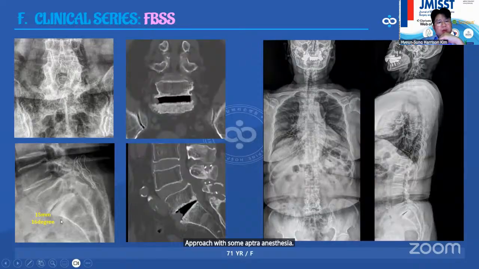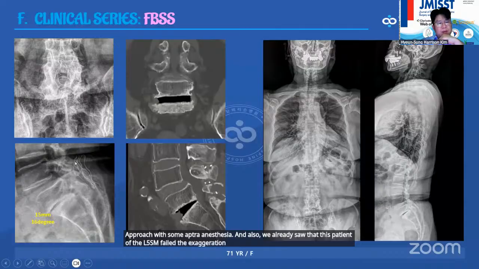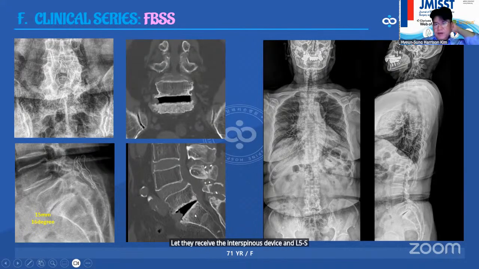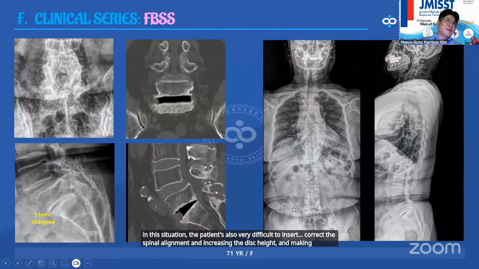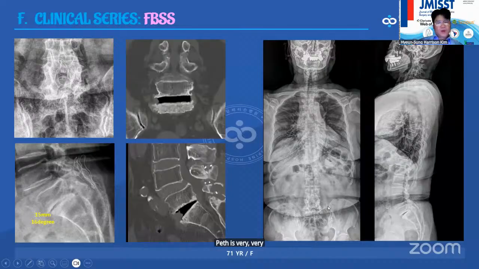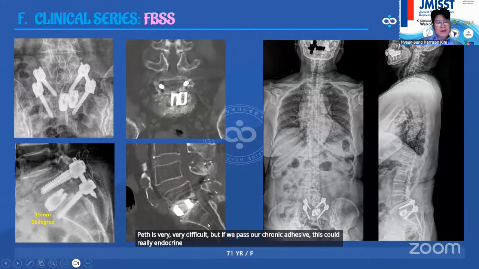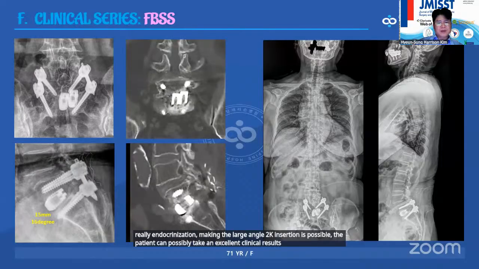And also, we saw this patient with an L5S1 failed back surgery case. This patient had already received an interspinous device and L5S1 decompression. In that situation, it is very difficult to insert the cage, correct the spinal alignment, increase the disc height, and make the fusion bed. But if chronic adhesive disc drilling and endoscopic proliferative tissue denudation are possible, then large angle cage insertion is possible, and the patient can get an excellent clinical result after operation. This is 1 year later.